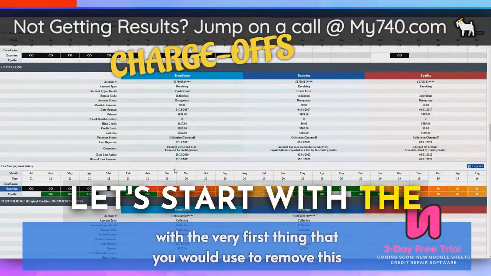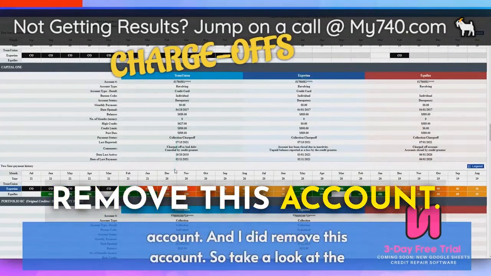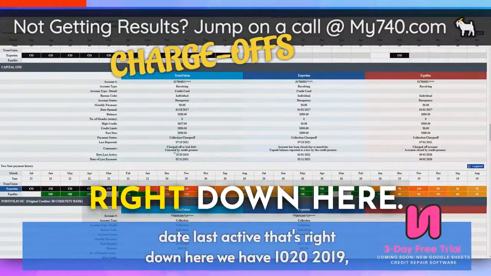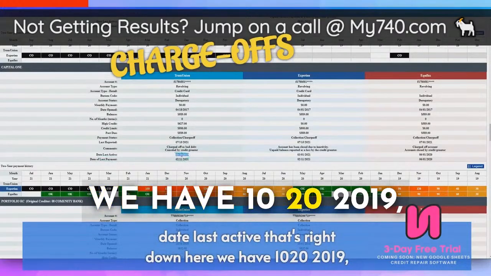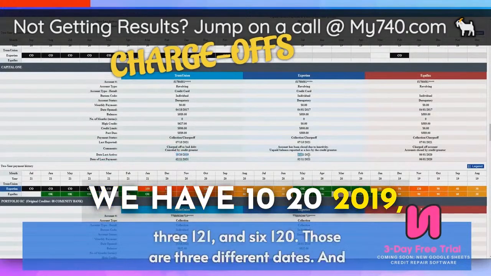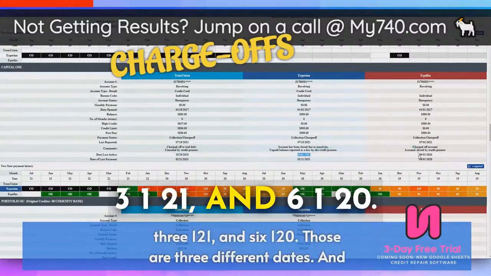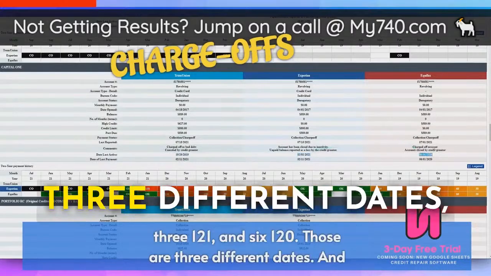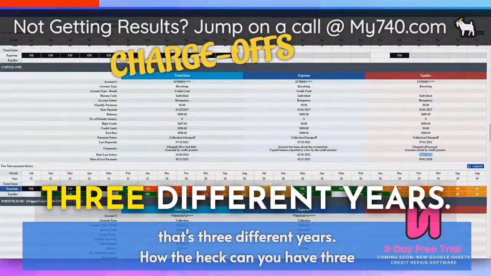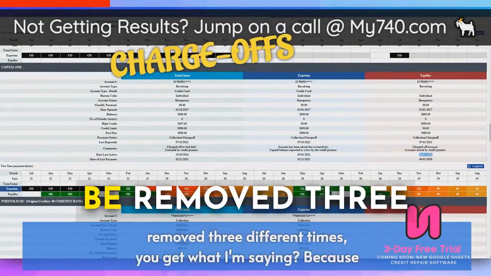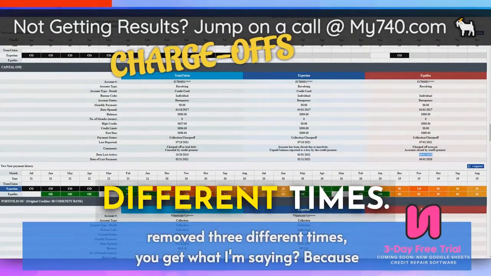deletions. Let's start with the very first thing to remove this account. Take a look at the date last active right down here. We have 10/20/2019, 3/1/21, and 6/1/20. 3 different dates, 3 different years. This account will be removed 3 different times.